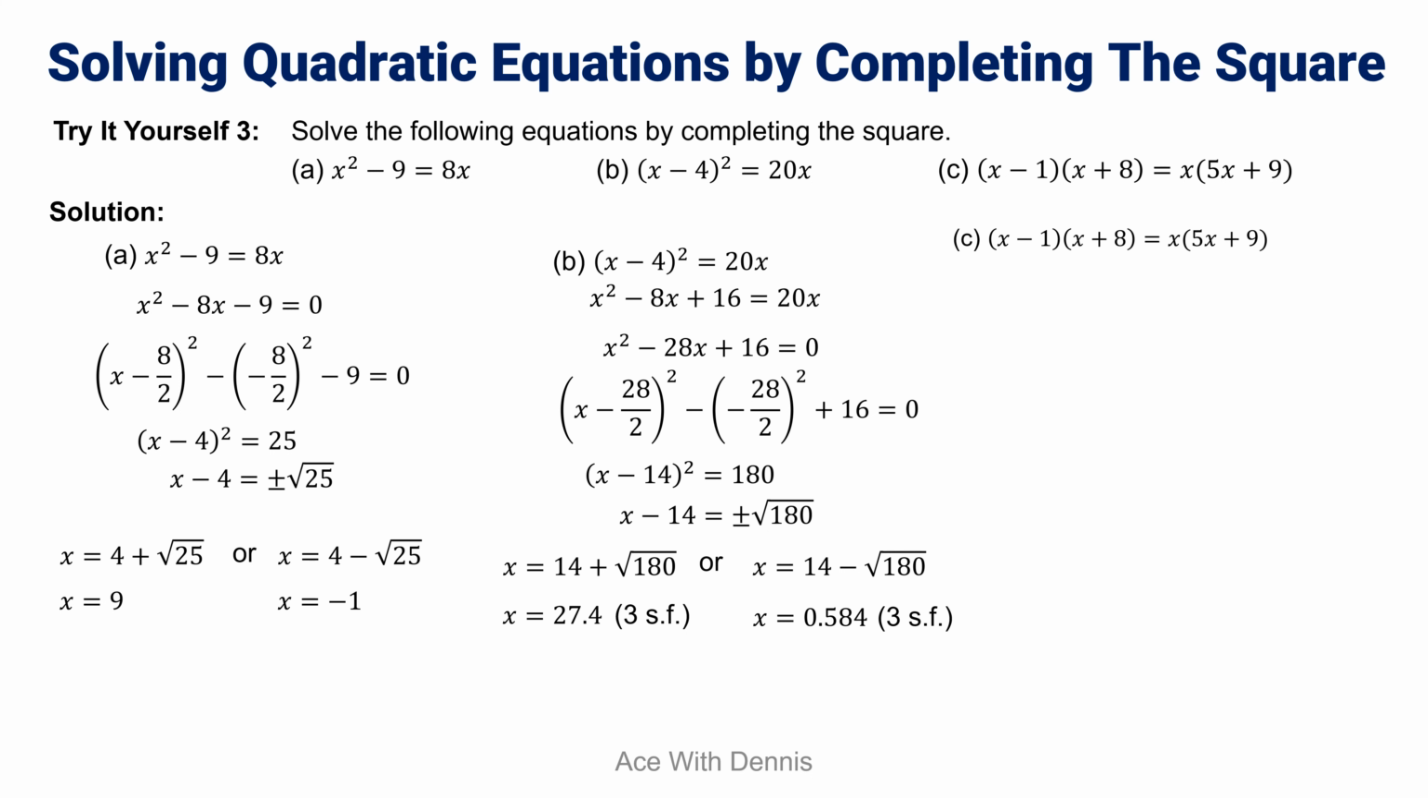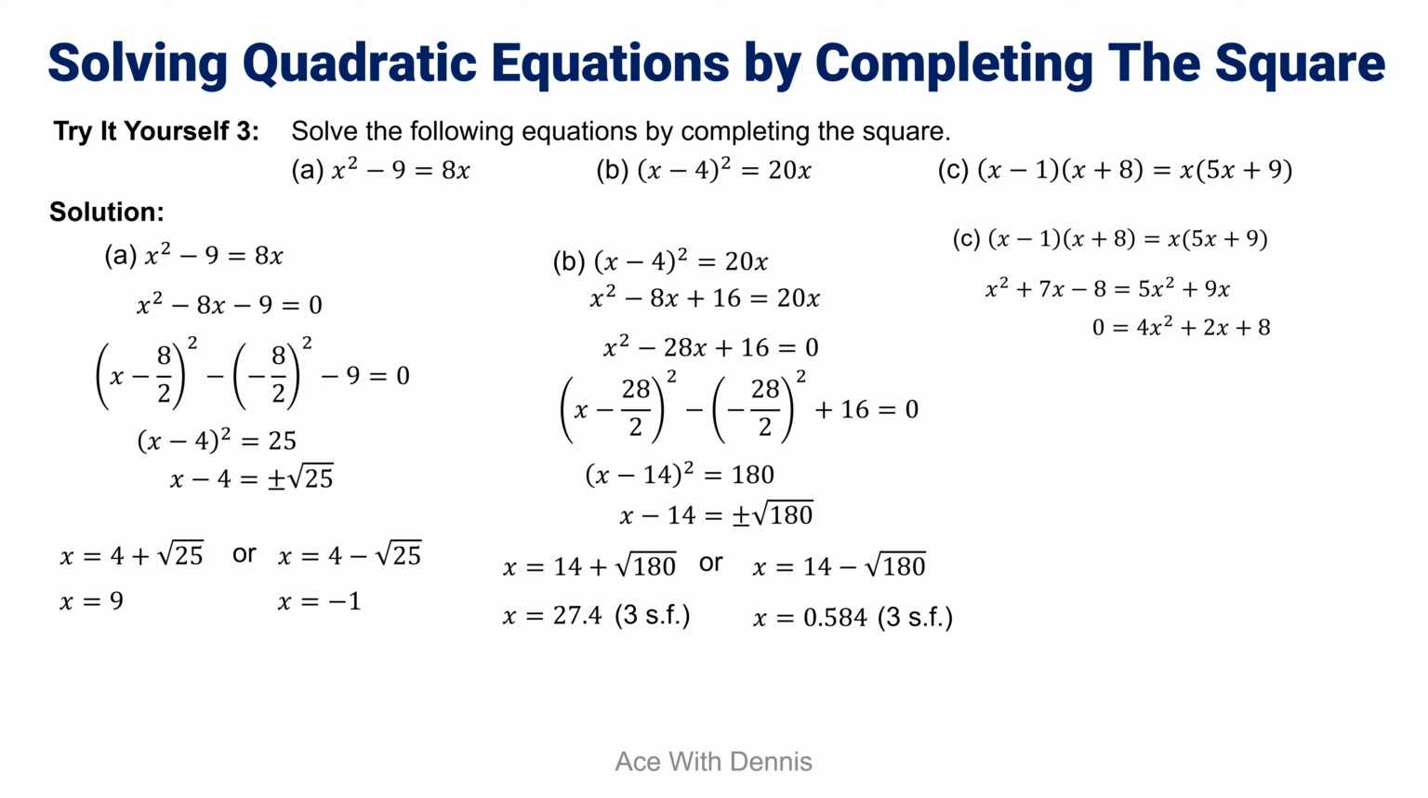So for C, (x - 1)(x + 8) = x(5x + 9). So the very first step I have to do is, of course, to expand the bracket. So I will get x² + 7x - 8 = 5x² + 9x. Then from here, I can see that the 5x² is at the right hand side and x² is at the left hand side. So I have to bring all the terms from the left hand side to the right hand side so that the x² term will be positive and the left hand side will be 0. So the equation becomes 0 = 4x² + 2x + 8.